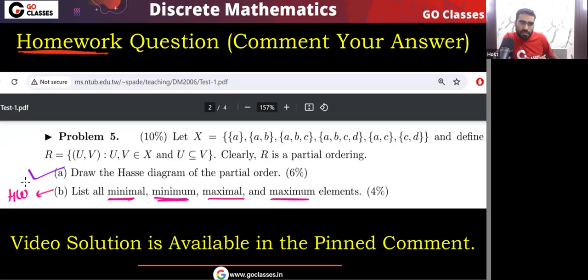Okay, is this clear? So again, immediately pause the video, try to solve this question. First you create the hash diagram. This we have already created, but you can again create the hash diagram, find minimal, minimum, maximal, maximum elements, and write your answer in the comment. Video solution is available in the pinned comment.